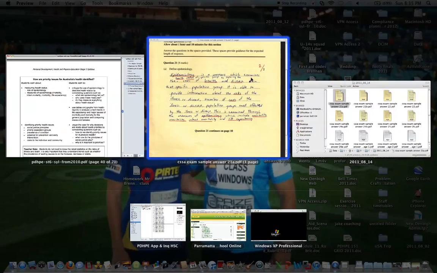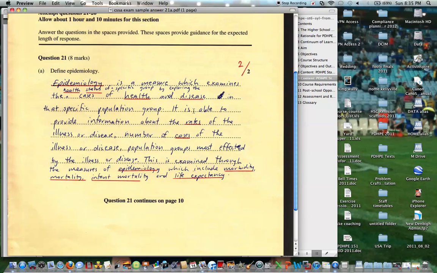We just go back to our sample answer here. What we'll notice with this answer is, first of all, it's a pretty simple question. It's two out of two. There's some underlining of key words. So epidemiology has been underlined, health status, health, disease, the four measures: mortality, infant mortality, life expectancy, morbidity.